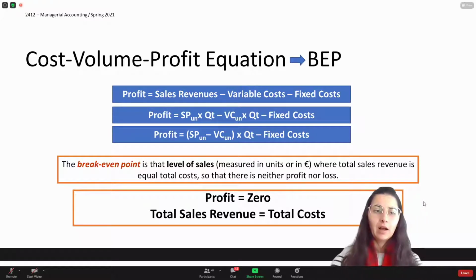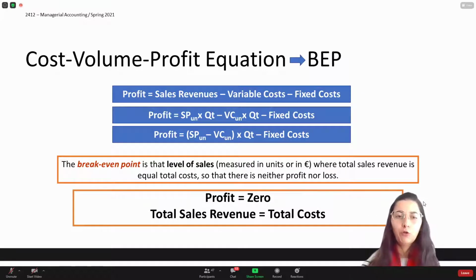Now, we can derive the formula for the break-even point when we take this cost volume profit analysis. When we look at the equation, we know how to calculate profit: the sales revenues minus variable costs minus fixed costs, and we can arrange the formula to derive the break-even point formula. We know that at the break-even, the profit is equal to 0.